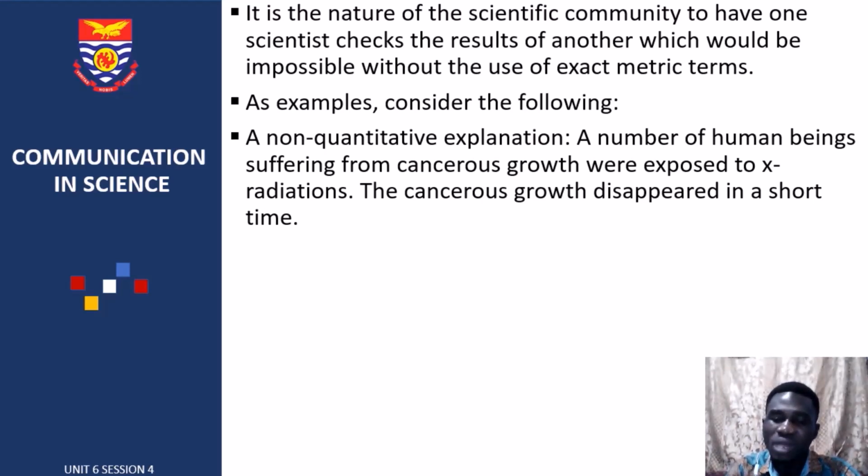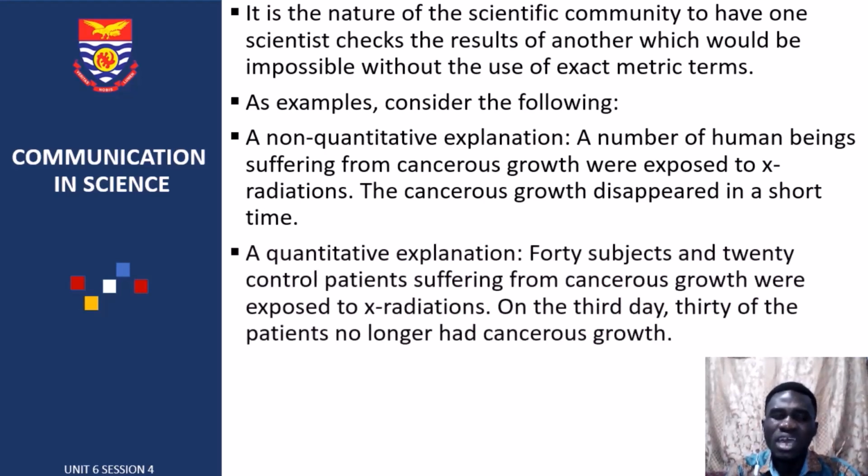So for us to have some exactness, we must have a quantitative explanation. Let's look at this example, and when we finish, we will compare the two to see which one gives us a better meaning and understanding. 40 subjects and 20 control patients suffering from cancerous growth were exposed to X radiations. On the third day, 30 of the patients no longer had cancerous growth. Which of these two examples gives a better understanding? You realize that the quantitative explanation gives us a better understanding of the problem.